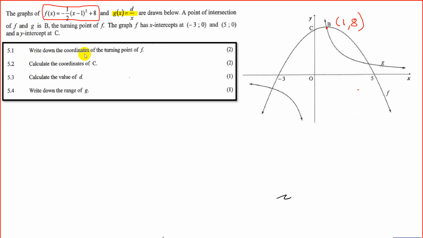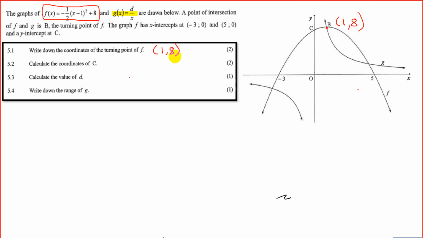5.1, write down the coordinates of the turning point of f. Now we've already done that, which is sitting on the graph, and we have agreed that the turning point is (1; 8), and then we have our 2 marks.